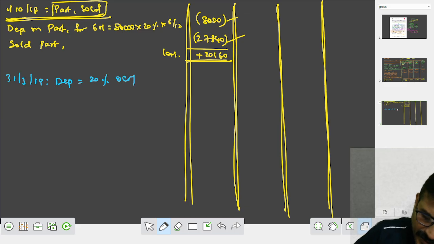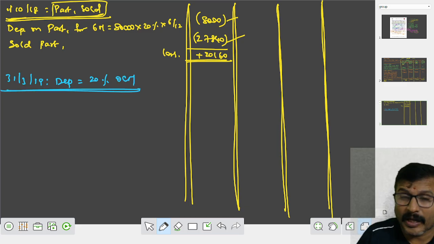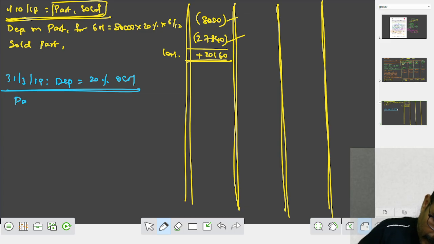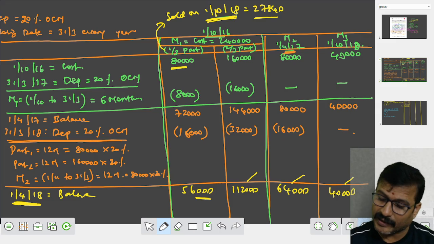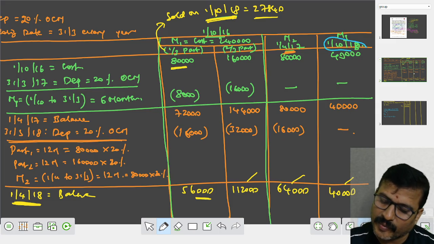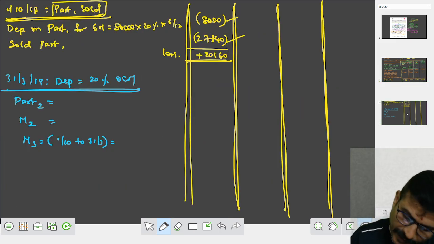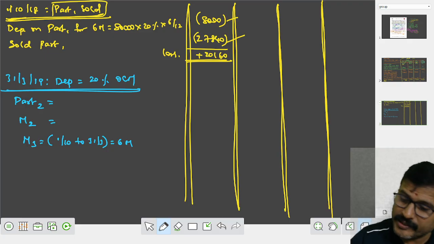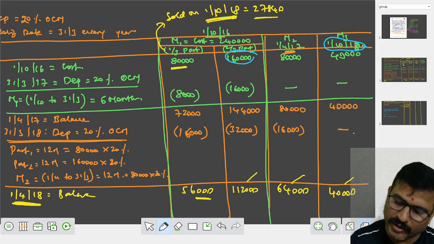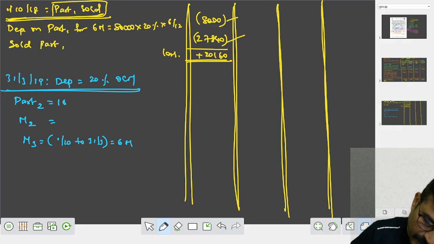Depreciation 20% under OCM method. On what machines we have to take? We have to take depreciation on part 2, we have to take on M2, even we have to take on M3. M3 we have to take from 1st October to 31st March, because the third machine is purchased on 1st October 18. It comes how many months? 6 months. Under OCM, right? What is a part 2 original cost? Part 2 original cost 1,60,000.